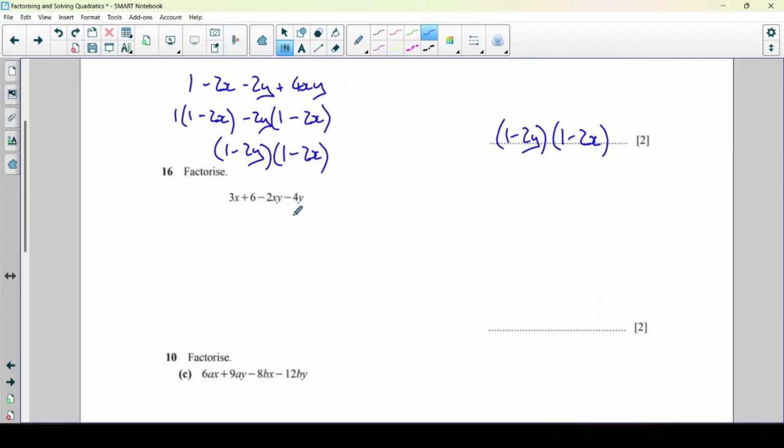This one looks like a similar idea. Now this one here, it does look like I can factorise this as a single bracket and this as a single bracket, so let's just try that straight away. Let's try taking 3 out of the first one, 3 brackets x plus 2, and then minus 2y times x plus 2. Yeah, that's worked quite nicely. So brackets 3 minus 2y, brackets x plus 2.